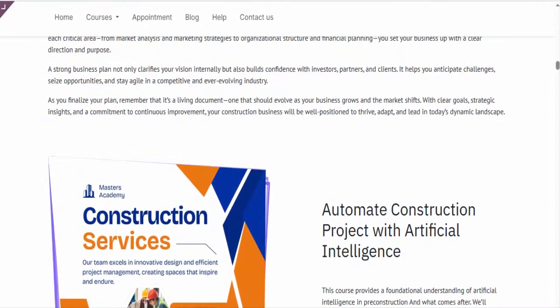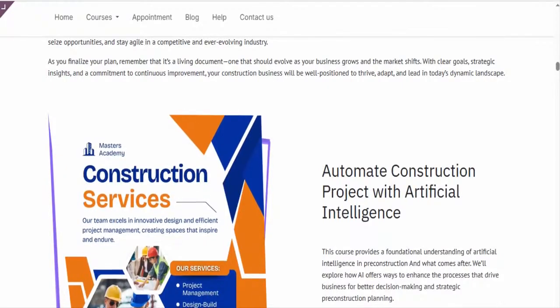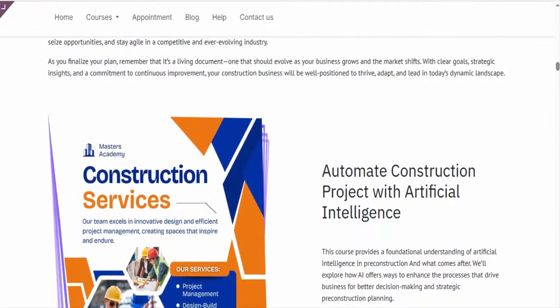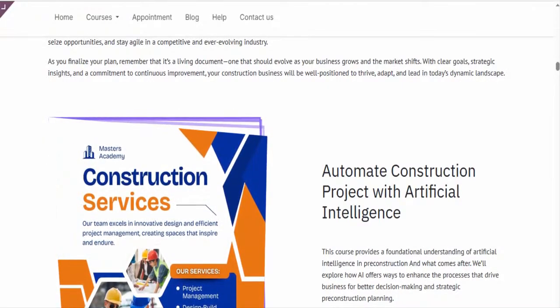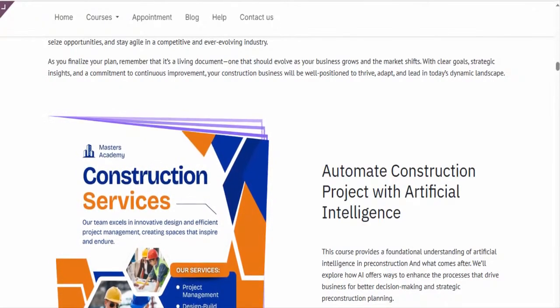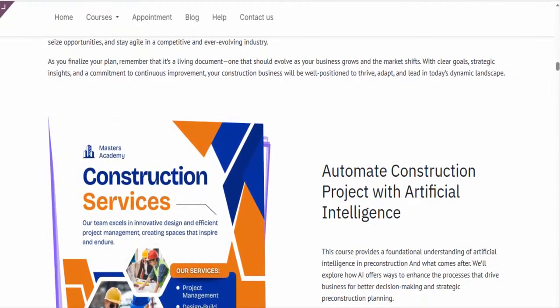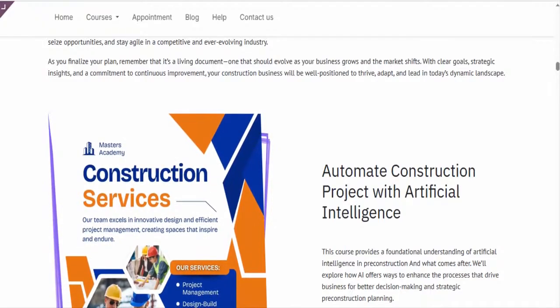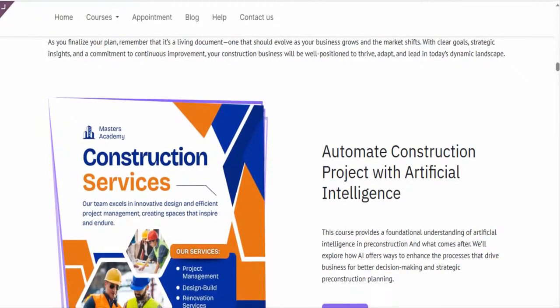As you finalize your plan, remember that it's a living document, one that should evolve as your business grows and the market shifts. With clear goals, strategic insights, and a commitment to continuous improvement, your construction business will be well positioned to thrive, adapt, and lead in today's dynamic landscape.